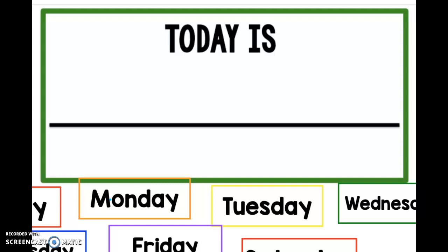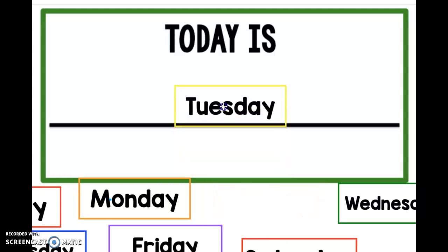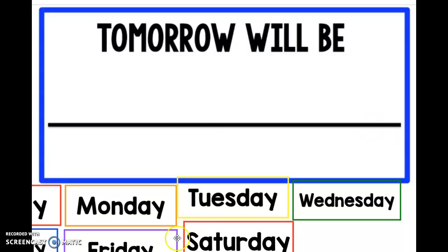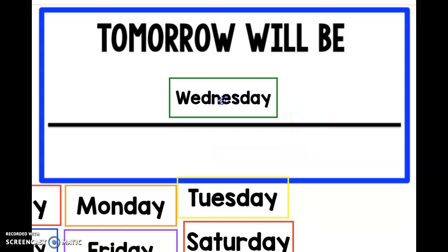All right, I want to know what day today is. If you know, tell it to me. What day is today? If you said Tuesday, you are correct. It is Tuesday. All right, if today is Tuesday, what will tomorrow be? If you said Wednesday, you are right.